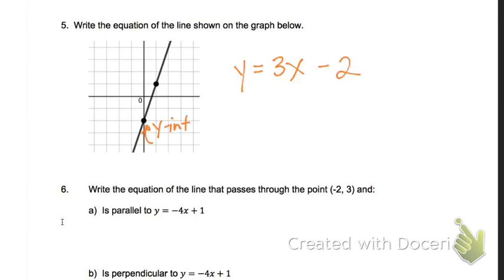Okay, number 5, you can use the slope-intercept form because you have the y-intercept. If you did not, then you'd have to use the point-slope form.